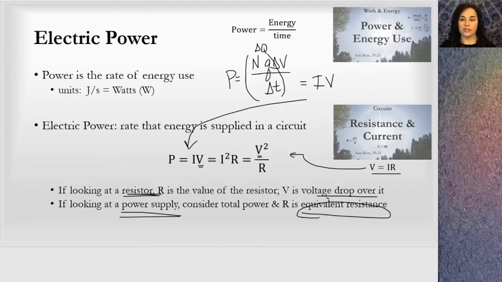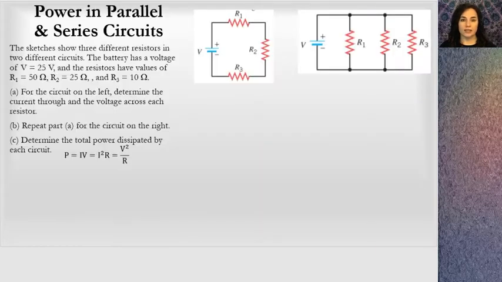I picked out an example for us to look at these concepts and get a review of finding values for resistors in series as opposed to parallel. And you can see that there's series and parallel here. I borrowed this from Cutnell and Johnson, chapter 20, in the back of the chapter, number 52. The sketches show 3 different resistors in 2 different circuits. The battery has a voltage of 25, so this is the same battery in both of these situations.